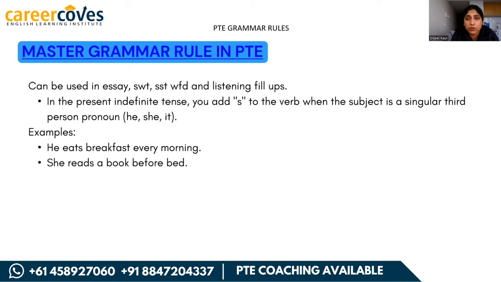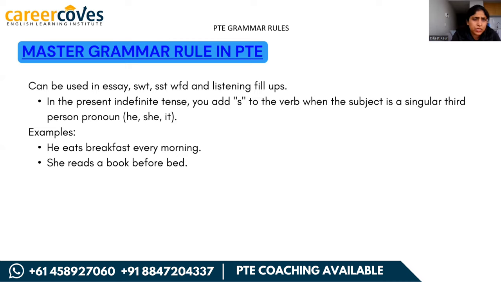So you have to add S to the verb when the subject is a singular third person pronoun: he, she, it. So in the present indefinite tense, whenever you use a singular subject, for example he, she, or it, it should be followed by a verb with S or ES behind it. For example, he eats breakfast every morning. He is singular, so eats is a verb with S. She reads. If I say they eat, I can't say they eats. That is wrong, because that is in the plural form. They eat. He eats. She reads.